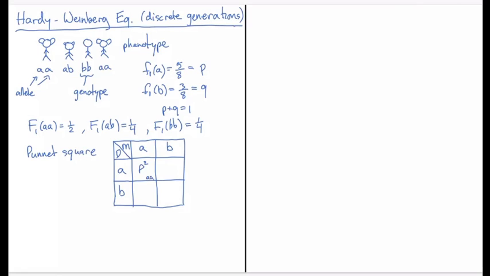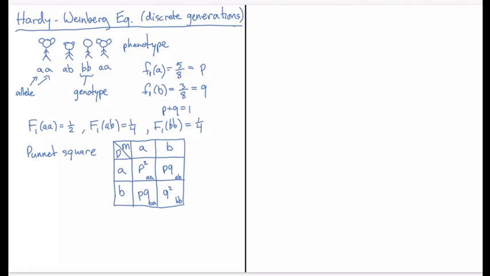So what about the probability of getting A from dad and B from mom? Well, there's going to be a P times Q, and that's specifically the probability of getting A from mom and B from dad. You'll also have a P times Q for the probability of getting B from dad and A from mom, and then a Q squared probability of getting B from both.